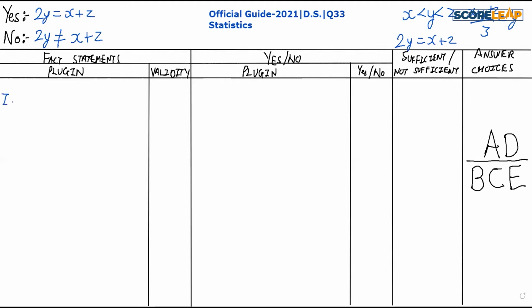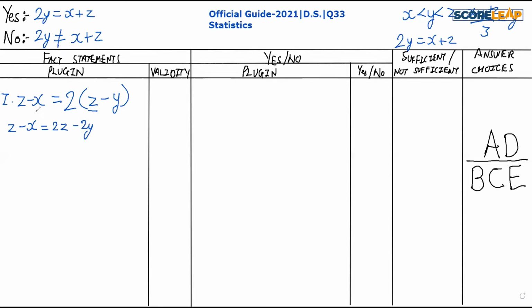The first statement says that the range of the three numbers is equal to twice the difference between the greatest number and the median. The range is z minus x, the largest minus the lowest number, which equals 2 times the greatest number, z, minus the median, y. So let us simplify it: z minus x equals 2z minus 2y.